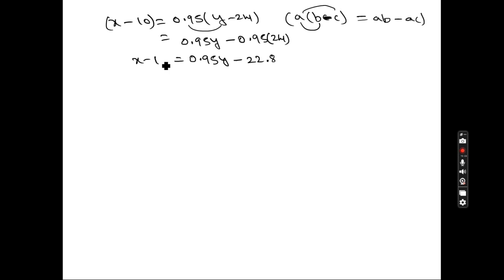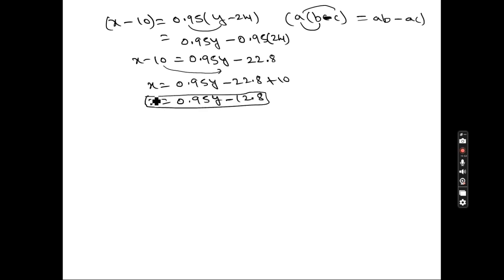So here you are having x minus 10. So x is equal to 0.95y minus 22.8. If you move this 10 to this side, it will become plus 10. So if you are moving from the RHS to the LHS side, the sign will be different. Negative will become positive, and if it is positive, it will become negative. So x is 0.95 into y minus 12.8. So this is your regression equation of x on y.